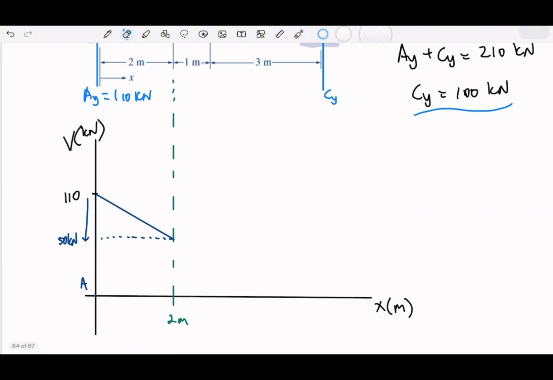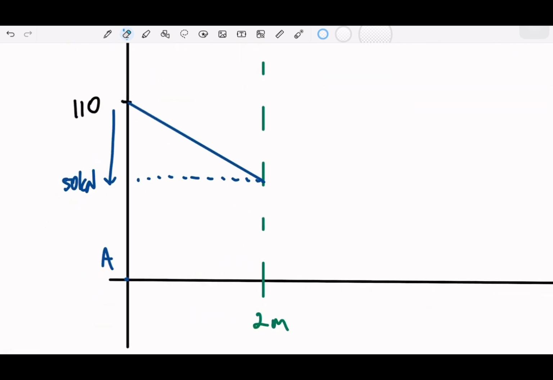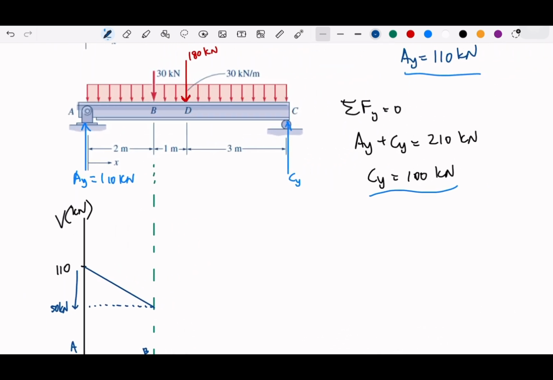Okay, so here at 50 kilonewton, we move from A. Now we hold at B. So at B, since we have another external force, what will happen? We have a jump. From 50, we take minus about 30 kilonewton. So this will be 20. Okay, so we have here 20. So we hold at B.